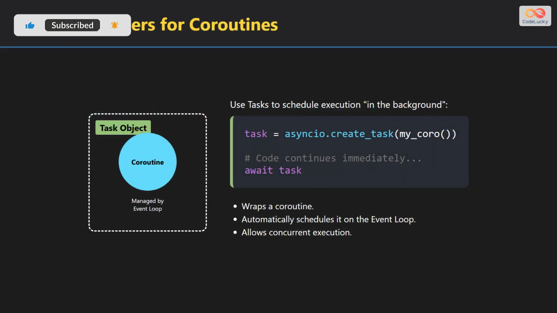To actually run coroutines concurrently, we wrap them in tasks. When you use asyncio.create_task, you are telling the event loop to schedule this coroutine to run as soon as possible. This allows the code execution to continue immediately without waiting for the task to finish yet. This is how we fire off background work.